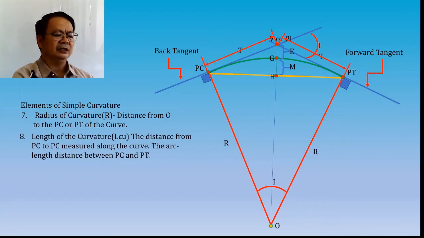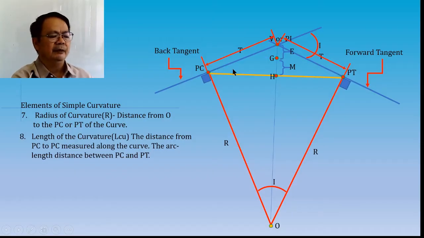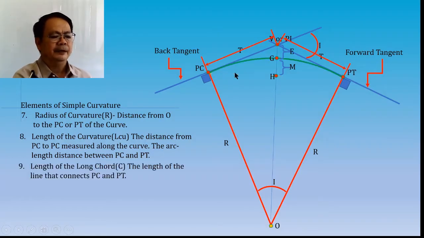Next is the length of the curvature. It is the distance from PC to PT measured along the curve. Kung tingnan natin, ito yung nag-blink na yan. The arc length, distance between the PC and the PT. Next, we have here the length of the long chord. And what is this length of the long chord? It is the length of the line that connects PC and PT.